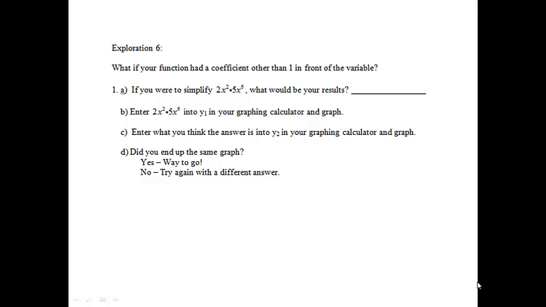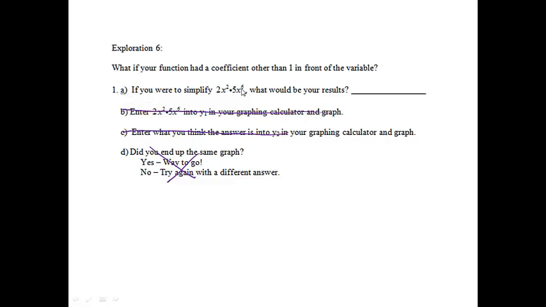All right, exploration 6 is actually going to turn from an exploration just into a little lecture here due to lack of time and me being with you. So here we go. What if your function had a coefficient other than 1 in front of the variable? So 1a, first of all, we are going to just get rid of b, c, and d. We're just going to answer a.